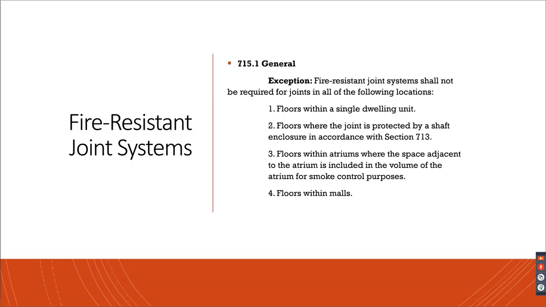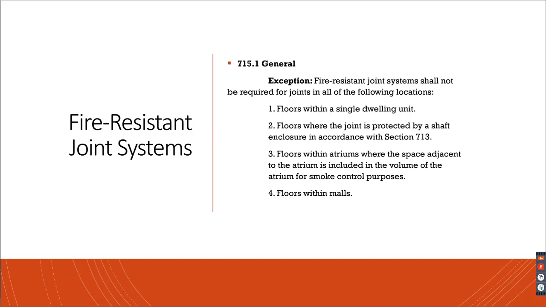So exceptions to this: fire resistant joint systems shall not be required for joints in all of the following locations: floors within a single dwelling unit, floors where the joint is protected by a shaft enclosure in accordance with 713, and then floors within atriums where the space adjacent to the atrium is included in the volume of the atrium for smoke control purposes. So if you don't protect the joints in between the atrium and the adjacent spaces, those adjacent spaces have to be a part of the smoke control calcs and analysis and all of that.